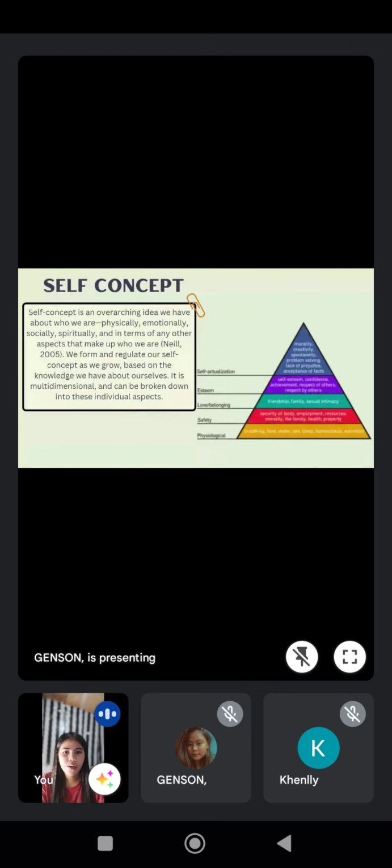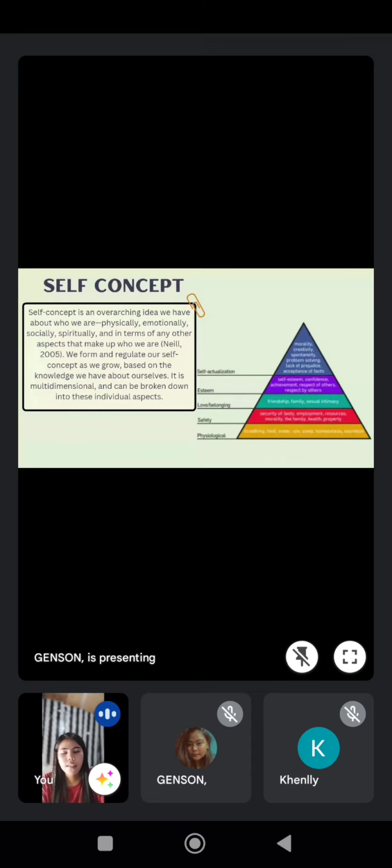Then now let's proceed to self-concept. Self-concept is an overarching idea we have about who we are physically, emotionally, socially, spiritually, and in terms of any other aspects that make up who we are. We form and regulate our self-concept as we grow based on the knowledge we have about ourselves. It is multidimensional and can be broken down into these individual aspects.